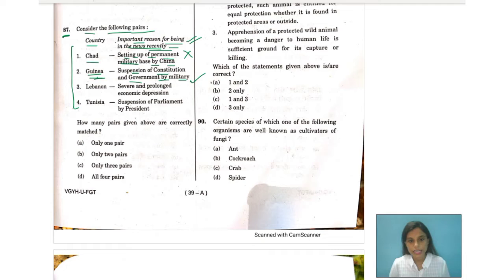Talking about the next pair, that is Lebanon and the severe prolonged economic depression for which it is famous. Yes, it's correctly matched. Now, Lebanon's economy collapsed after it defaulted on about 31 billion euro of bonds in March 2020, with its currency sinking more than 90% against the US dollar on the black market. Political bickering and indecision by the previous parliament forced the economy into a tailspin.